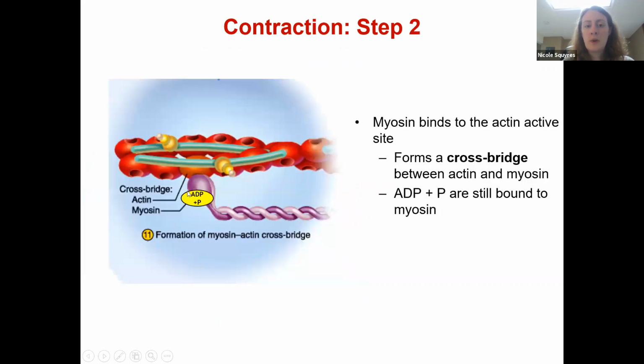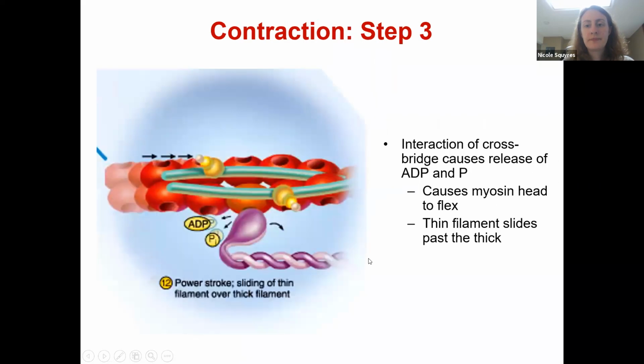All right. Once that has happened, myosin is then going to bind to the active site on actin. We can see that right here. Now, this connection between actin and myosin we refer to as a cross bridge. So this step is cross bridge formation. You'll notice that ADP and that phosphate are still bound to myosin for now, okay? So that cross bridge is going to form. But as soon as that cross bridge forms, that is going to cause the release of ADP and phosphate. So, right, those are going to be released from myosin.